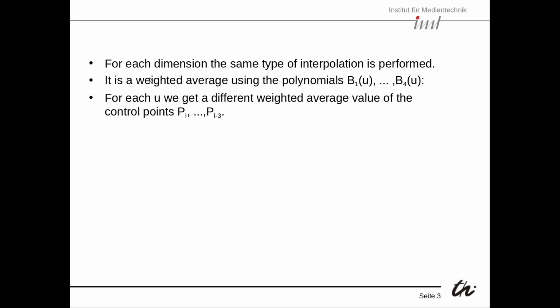So this interpolation is a weighted average using our polynomials b1 up to b4. And remember, the sum was always 1 to get a convex hull, to get a curve inside the convex hull. So for each u we get a different weighted average value of the control points. So somewhere in this convex hull lies our interpolated point.